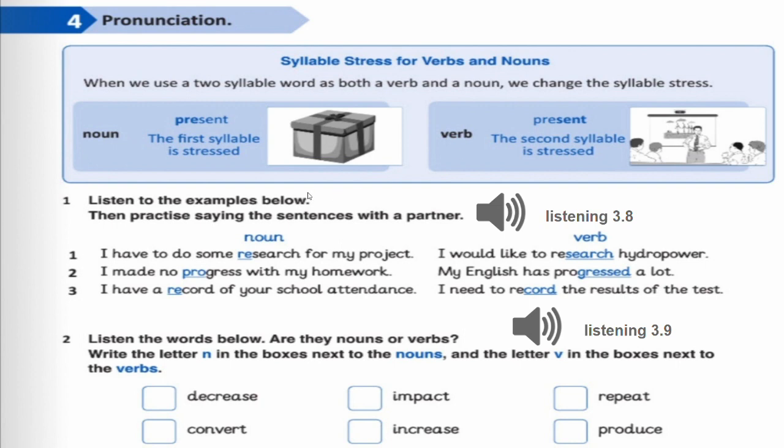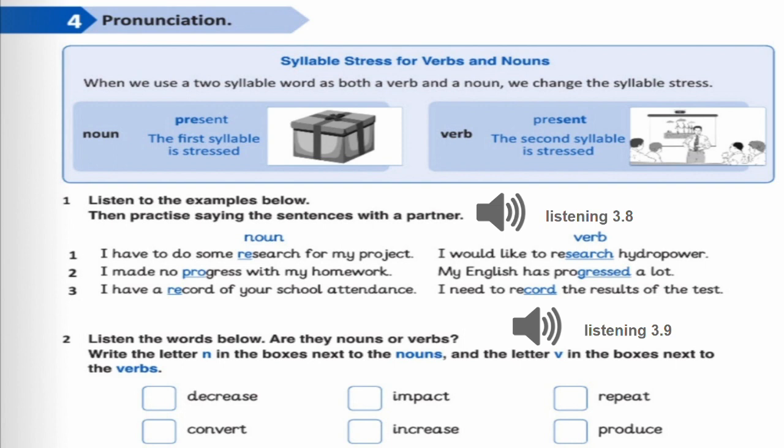Good. Now let's do this task together. Listen to the examples below, then practice saying the sentences with a partner. We have 3 sentences with 2 options, a noun, then a verb. So listen and practice. Listening 3.8.